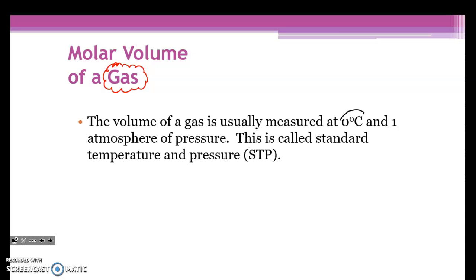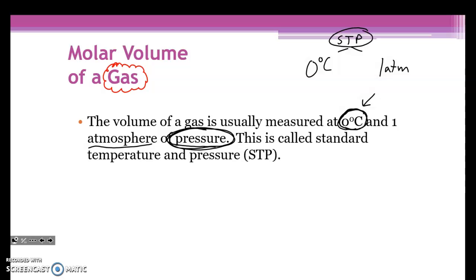We measure the value of the volume at two parameters. Number one, the temperature. We call this the standard temperature: it's 0 degrees Celsius. And we also measure it at a parameter of pressure, because gases are affected by pressure. So 0 degrees Celsius and 1 atmosphere, ATM. These values make up what we call STP, the standard temperature and pressure.